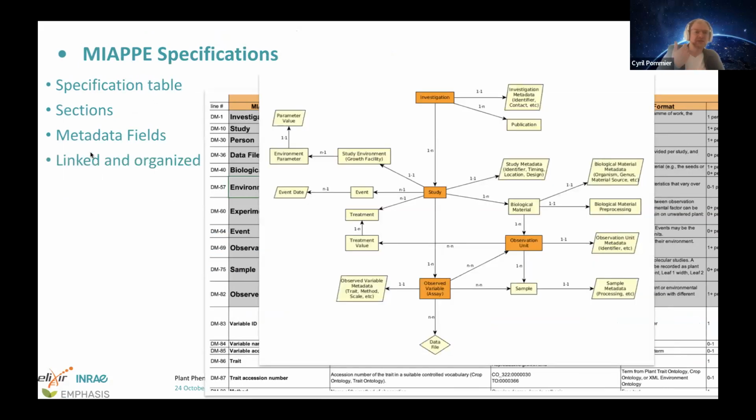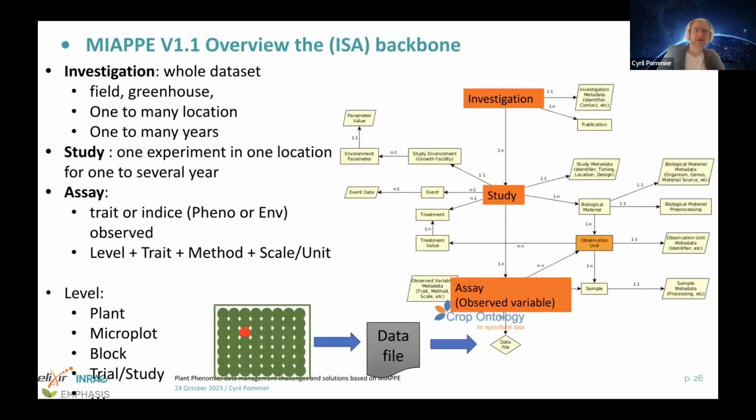All those sections are linked and organized through this data model. It usually takes me half an hour, 1 hour to explain MIAPPE extensively, so I'm not going to do it now. But just to give you a quick overview, the investigation is a whole data set. It can be one field, it can be one greenhouse, it can be a field network, so it is one-to-many location. And since this is crop or perennial plant, it can be from 1 to many years.